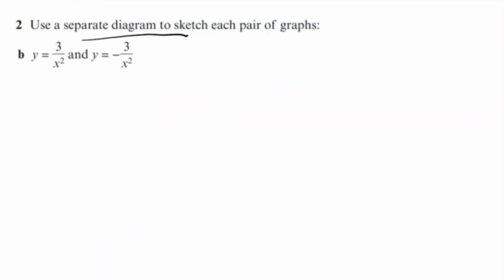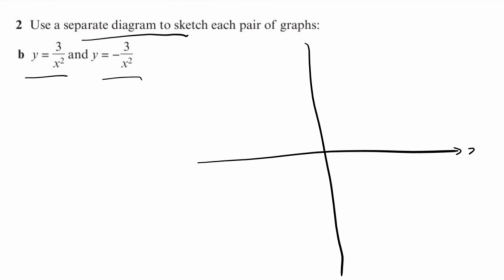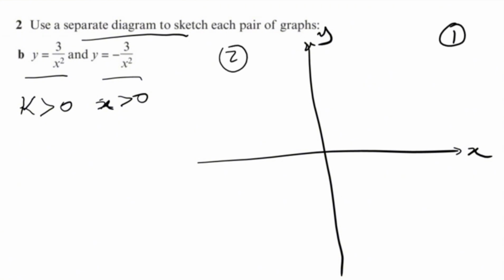Question 2: use a separate diagram to sketch each pair of graphs. So first is y is equal to 3 over x squared and y is equal to minus 3 over x squared. So here, first obviously draw the x and y axes, right? Now we know here 3 over x squared. That means my k is positive and my x squared is also positive. So that graph is in the first and second quadrants. So it looks like this.